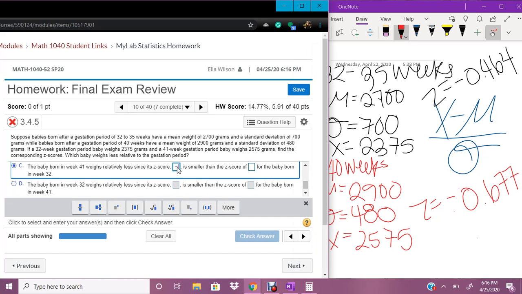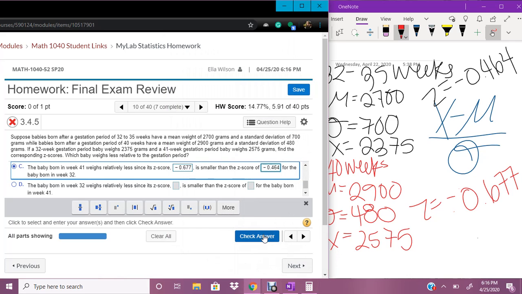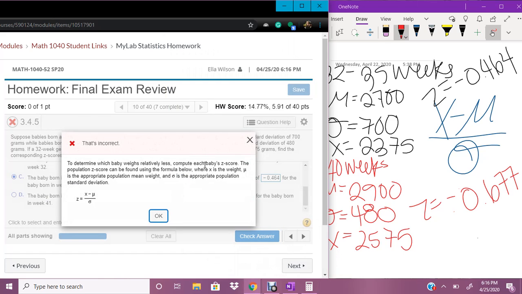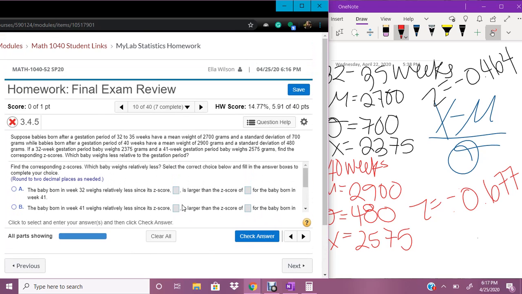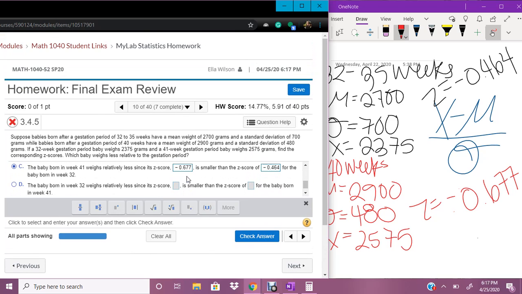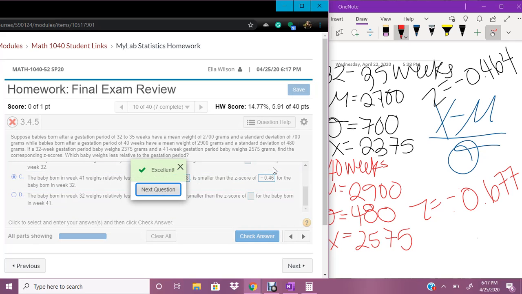So we're going to type in, I did rounding, right? Okay. Oh, what is wrong? Oh, 2 decimal places. My bad. I didn't even check that. Okay, there we go. And that's how you compute a z-score.